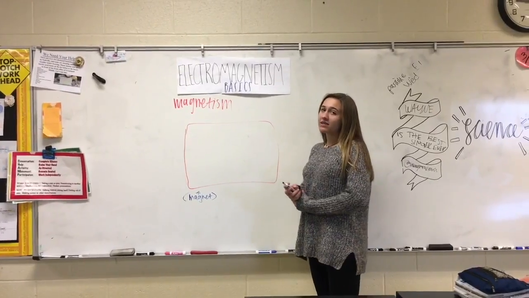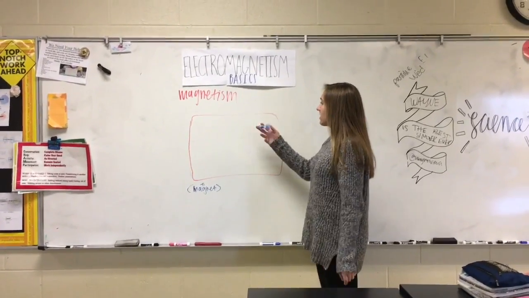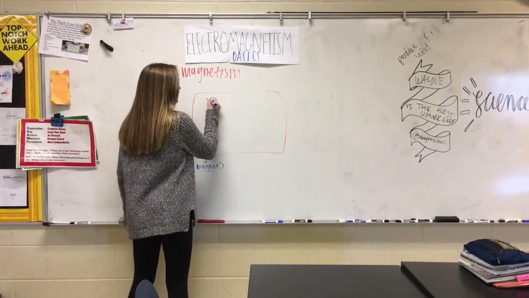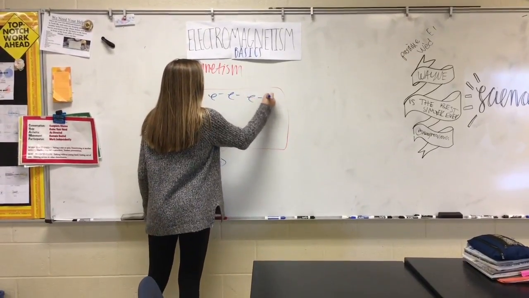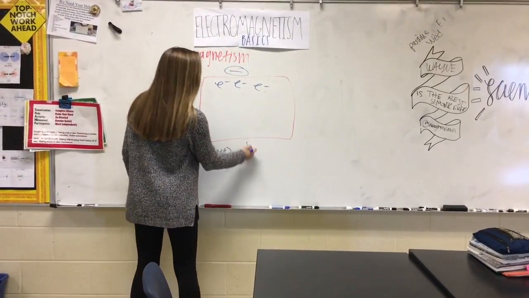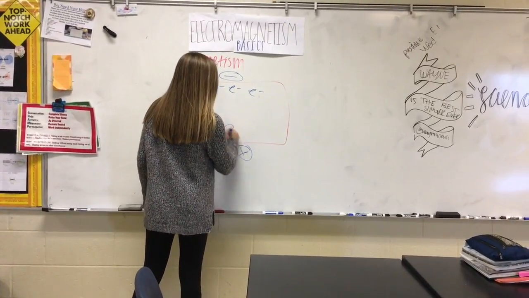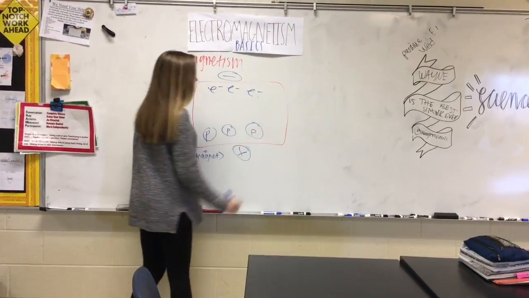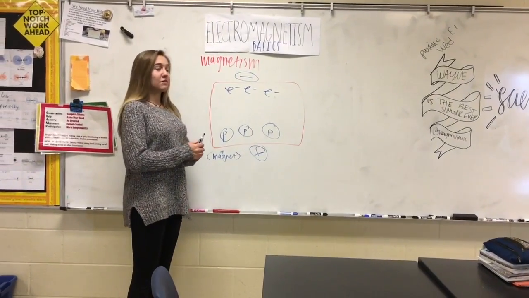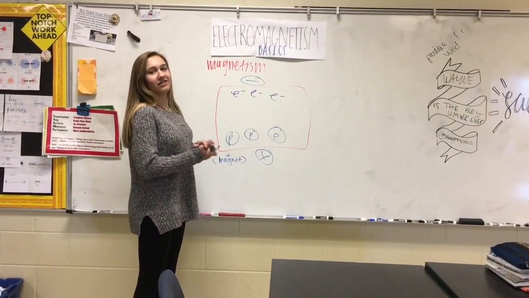On the other hand, magnetism is when all the electrons move to one side of the atom. This creates a negative side and a positive side. To have a magnet, you need to have opposite poles, positive and negative.